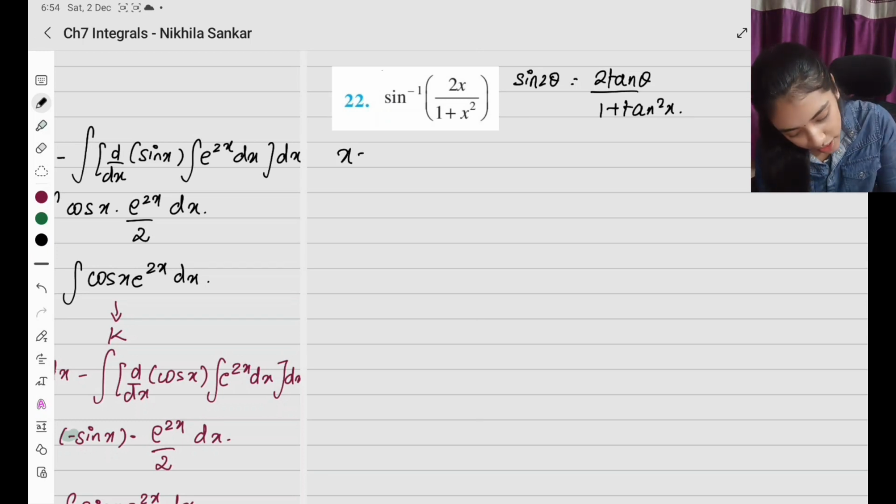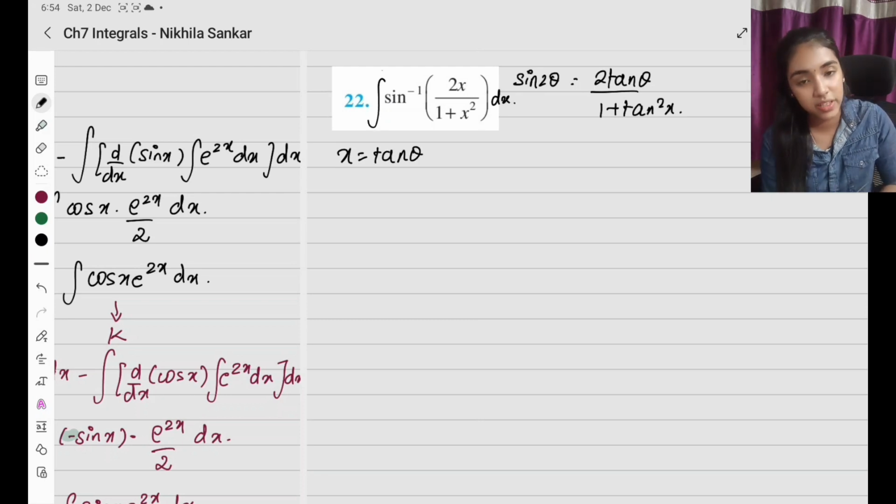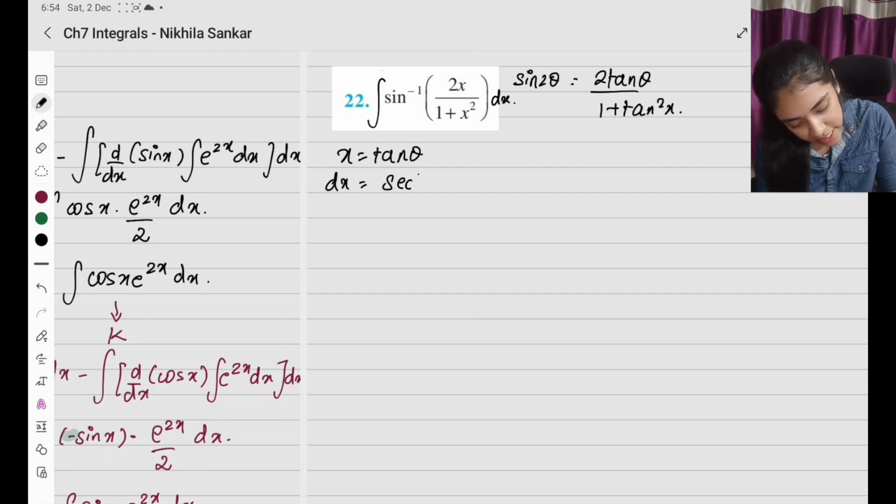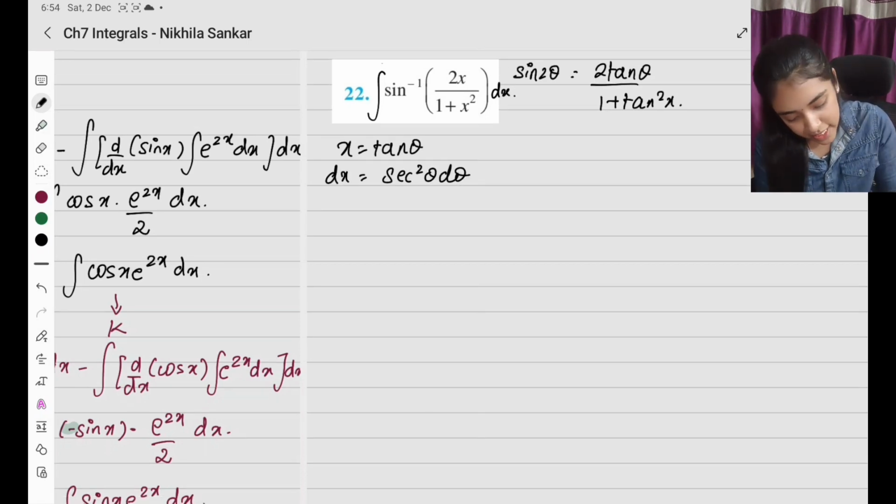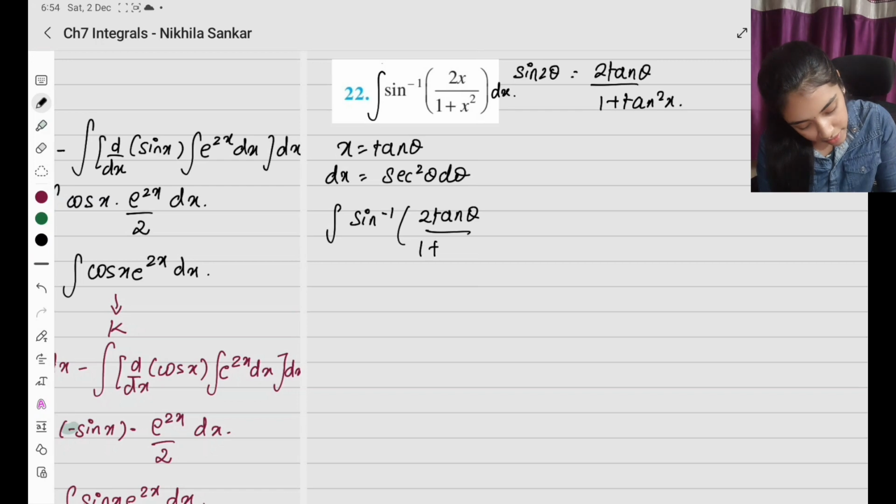So now what substitution am I going to do? x equals tan theta. I'm going to change the variable of integration. So x equals tan theta, I have dx equals secant square theta d theta. So when I substitute that in the integral, I have sin inverse of 2 tan theta divided by 1 plus tan square theta, times dx, which is going to be secant square theta times d theta.